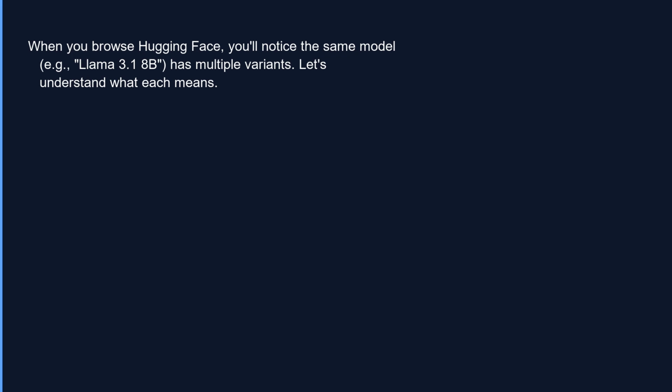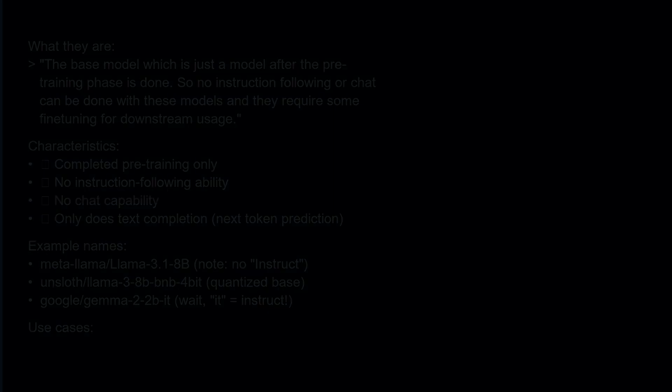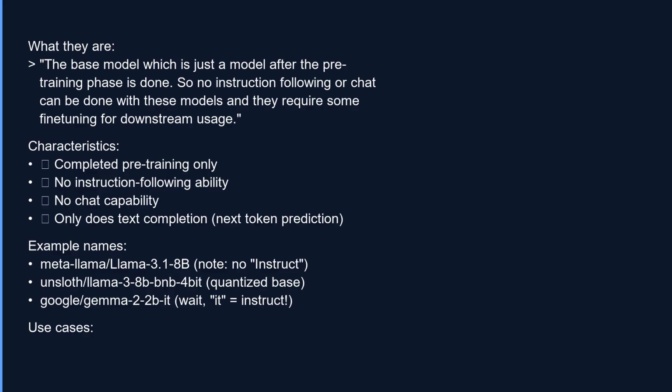When you browse Hugging Face, you'll notice the same model, e.g., Llama 3.1 8B, has multiple variants. Let's understand what each means. What they are: the base model is just a model after the pre-training phase is done. So no instruction following or chat can be done with these models, and they require some fine-tuning for downstream usage. Characteristics: completed pre-training only. No instruction following ability, no chat capability. Only does text completion, next token prediction.